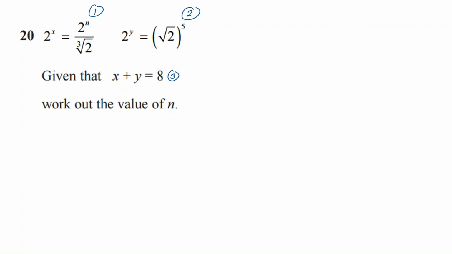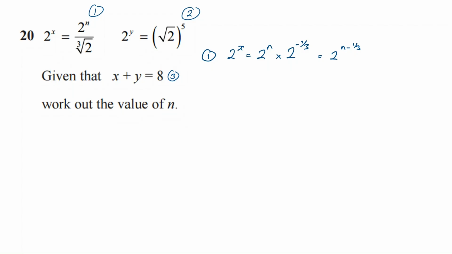Then equation 1, I can rewrite as 2x equals 2 to the power of n. So far so good. And then let's remember that 2 to the cube root is the same as 2 to the third, and because it's 1 over 2 to the third, that's minus a third, so it's 2 to the n times 2 to the minus a third. And using my index rules, if I multiply powers, I add them together, so that must be the same as 2 to the power of n minus a third.